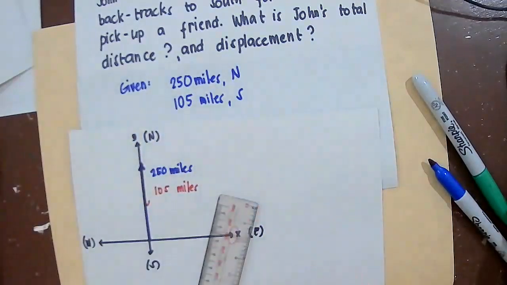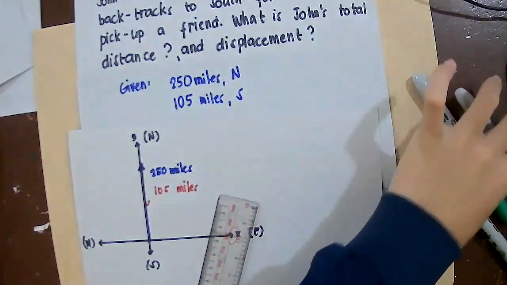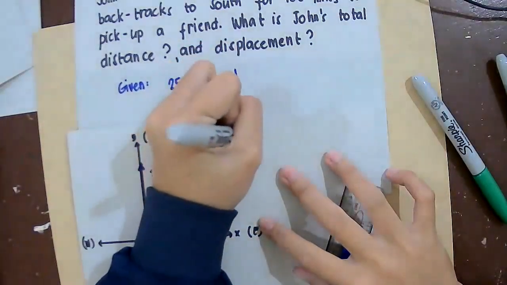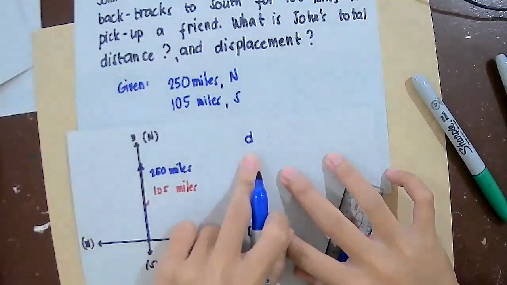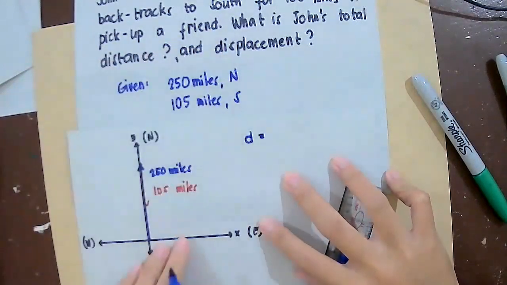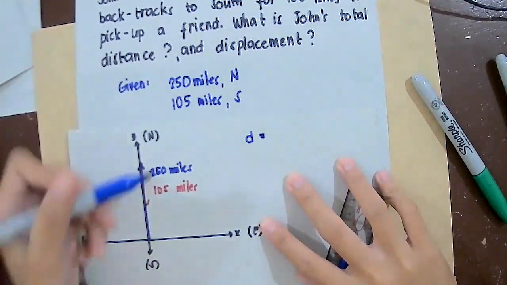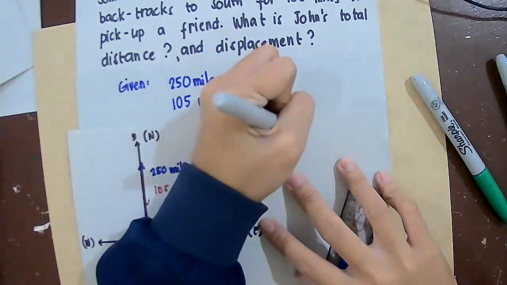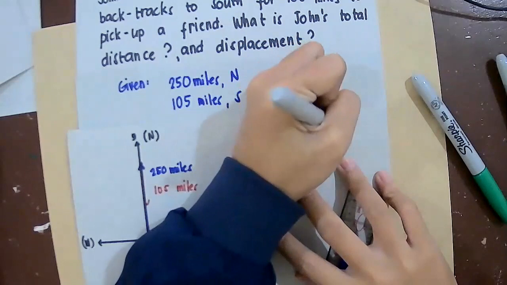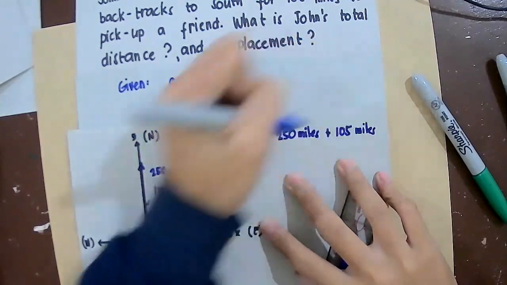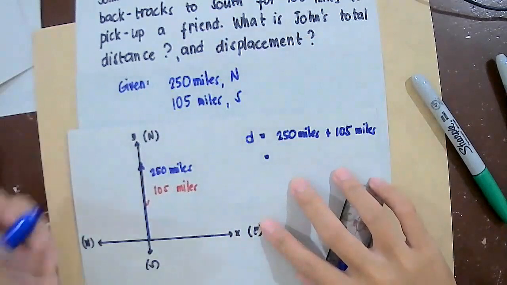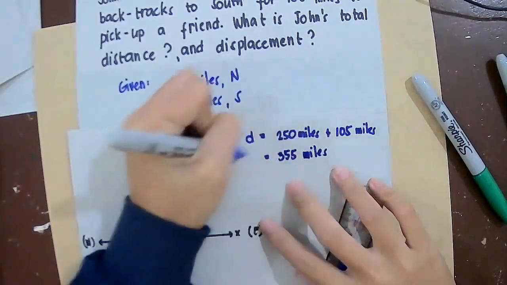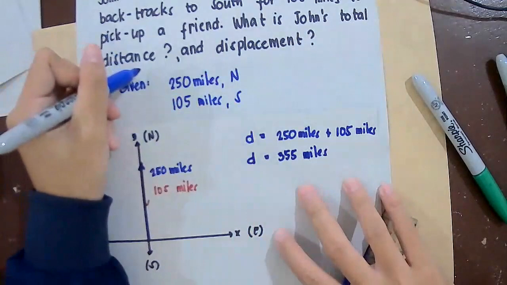Okay. Now, the question is, what is John's total distance? So, gaano kalayo yung na-travel ni John? So, to get your distance, let's indicate distance as letter D, small letter D. We are just going to add your two travel distance. So you add 250 miles plus 105 miles. Okay. So the total distance traveled by John is equivalent to 350 miles.